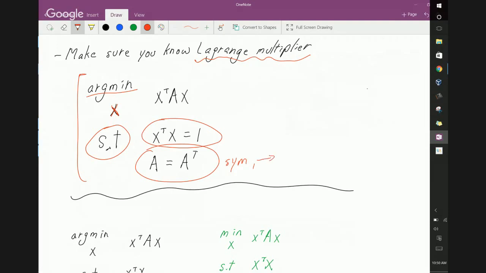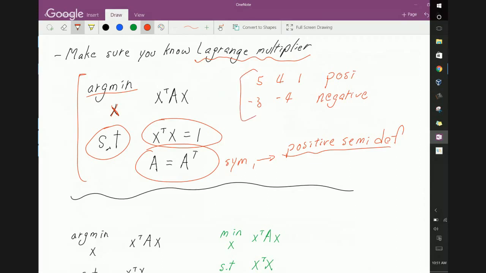We're also going to make the assumption that A and A transpose are the same, which means it is symmetrical. Also, we want to say that this is positive semi-definite. Now, what does that mean, positive semi-definite? Well, when we have numbers like 5, 4, 1, these are positive numbers. And we also have negative 3, negative 4, and those are negative numbers. In matrix format, there's also something very similar, analogous to this, called positive definite or negative definite.